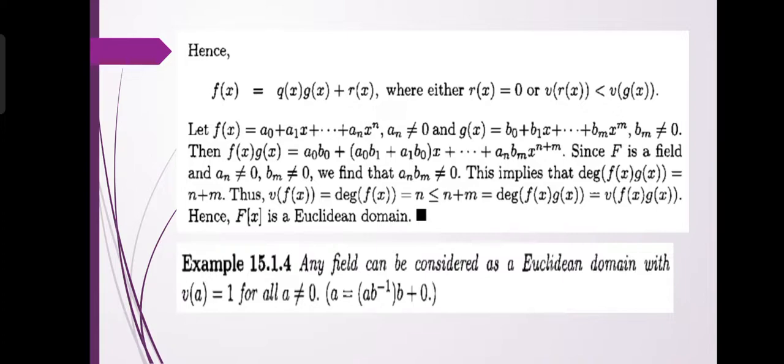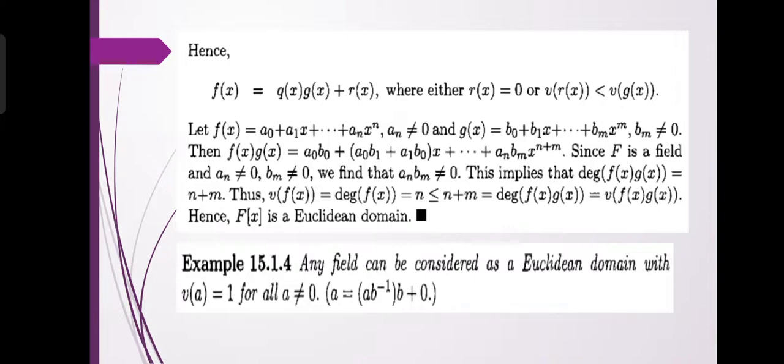Then f(x)g(x) = a_0 b_0 + (a_0 b_1 + a_1 b_0)x + ... + a_n b_m x^(n+m). Since F is a field and a_n is not equal to 0, b_m is not equal to 0, we find that a_n b_m is not equal to 0.